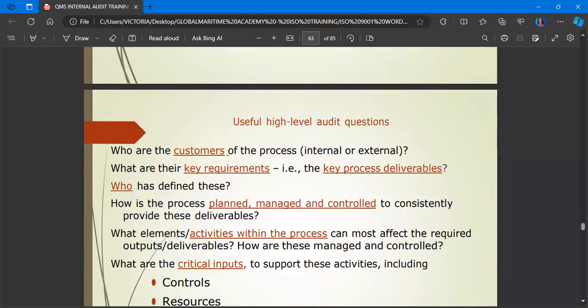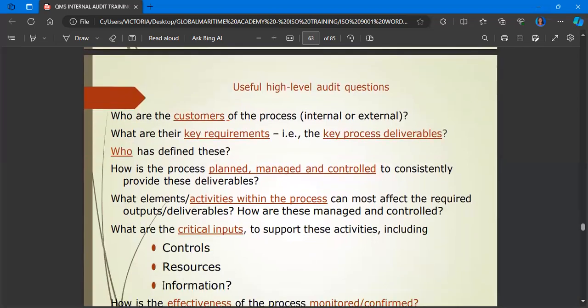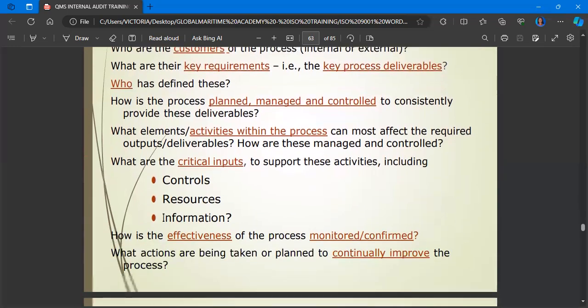Who are the customers of the process? This is under clause 4. Right? Are they established, the interested parties register, both for the organization or for the individual department? What are their key requirements? Their key deliverables? Who has defined this? How is the process planned and managed? We have gone through this slide previously.